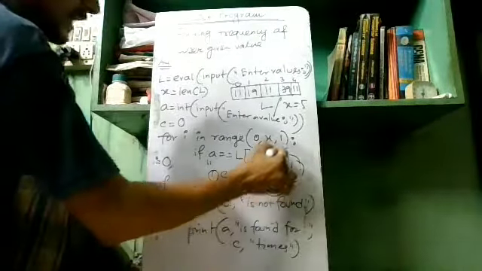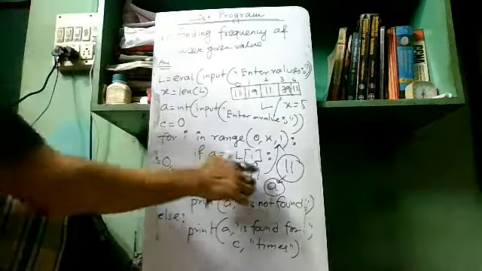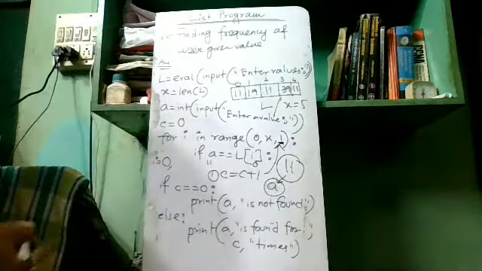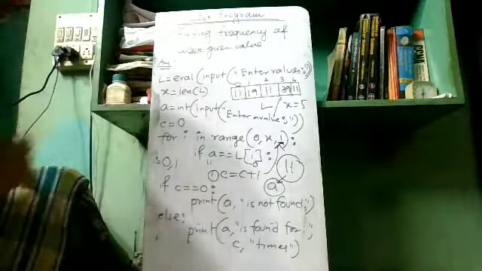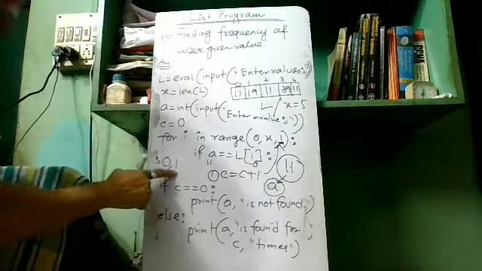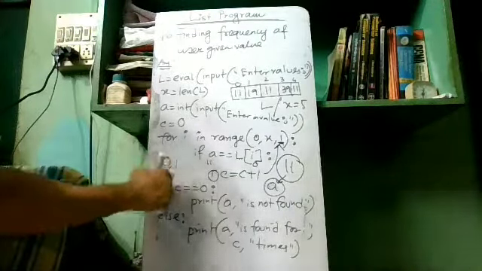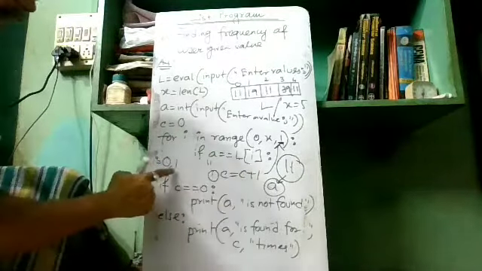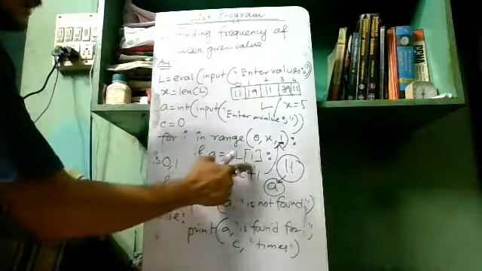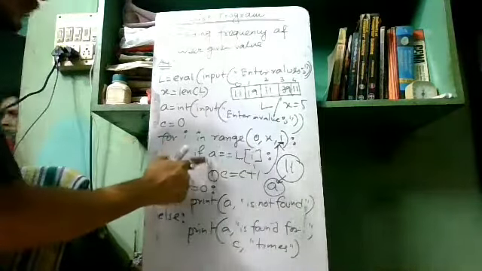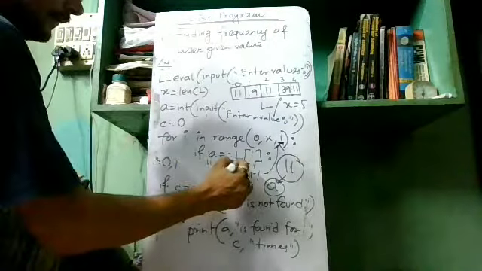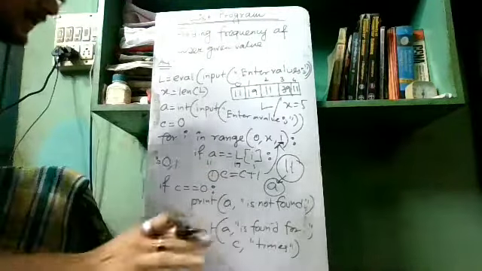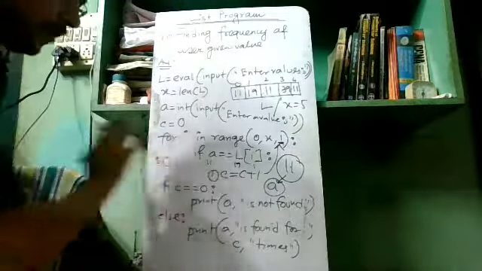Again the loop will circulate. When the loop will circulate, I will be incremented by 1. Previously I was 0, now I will be 1. Again it will be tested. A equal to L[i]. Now what is the value of I? 1. That means L1. L1 means 19. So 11 equal to 19. No. Then the value of C will not be incremented.